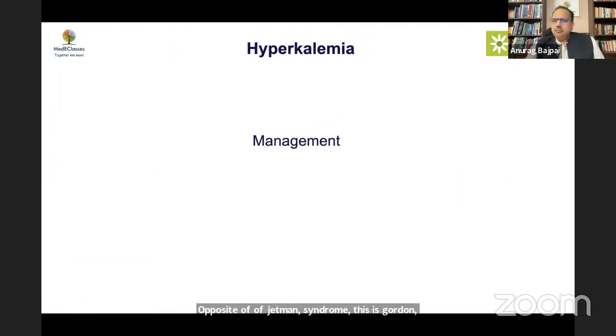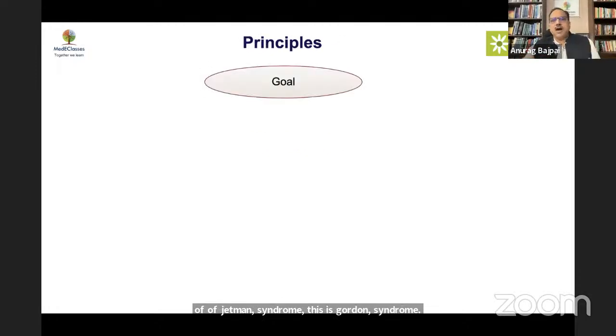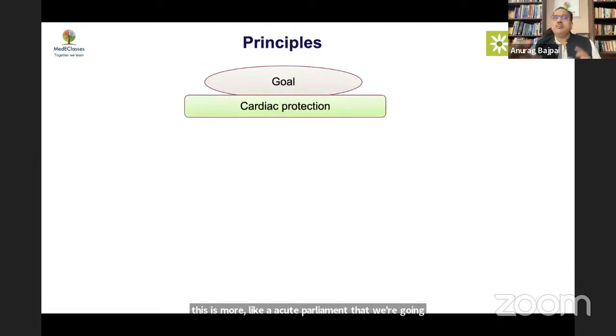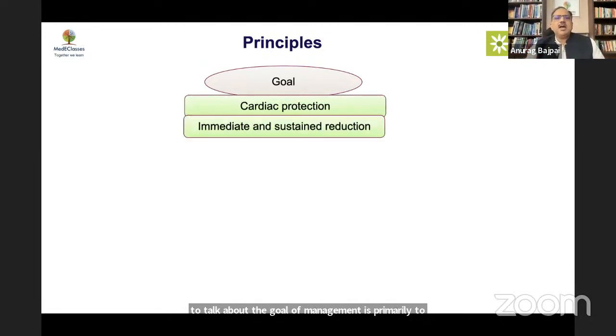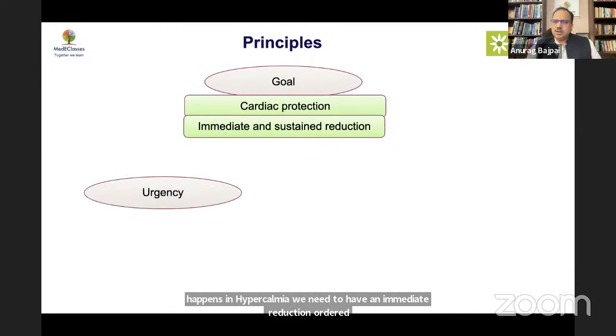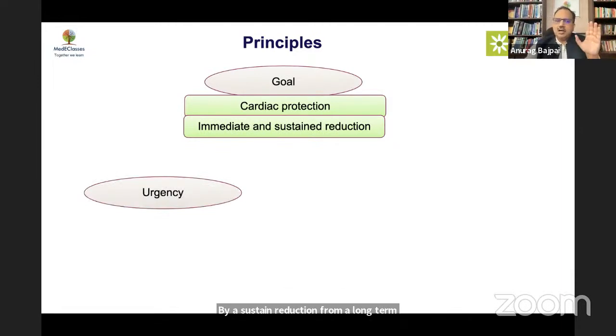Finally, coming on to management. So this is more like an acute management that we are going to talk about. The goal of management is primarily to protect the heart, because that's where the major problem happens in hyperkalemia. We need an immediate reduction followed by a sustained reduction from a long-term perspective. But first, protect the heart.